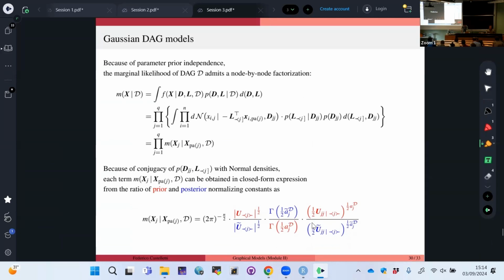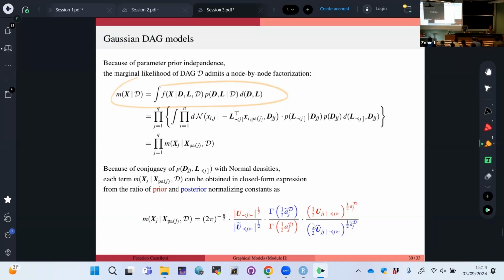To implement an MCMC scheme for DAG model selection, we need the marginal likelihood, right? We need to integrate out the parameters, which are L and D. So we would like to compute an integral of this form here, the marginal likelihood of the DAG D.